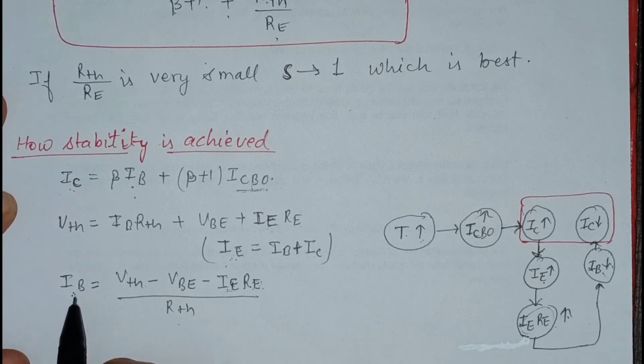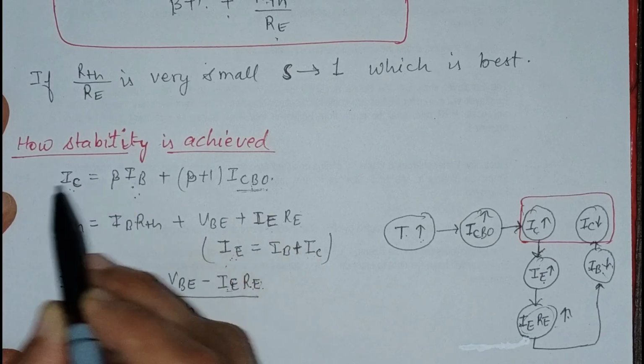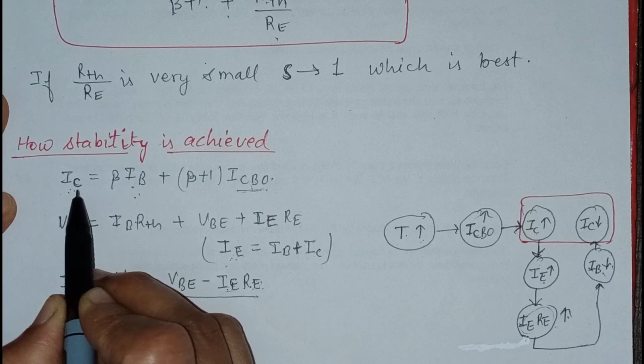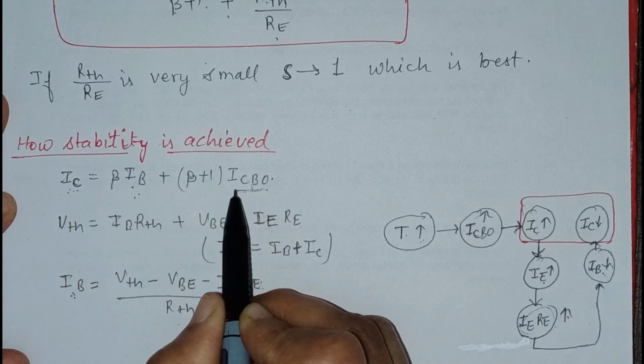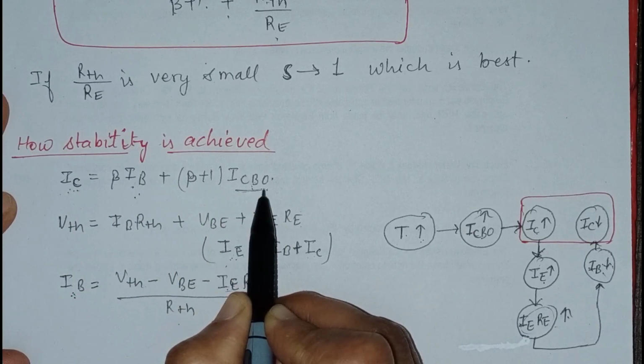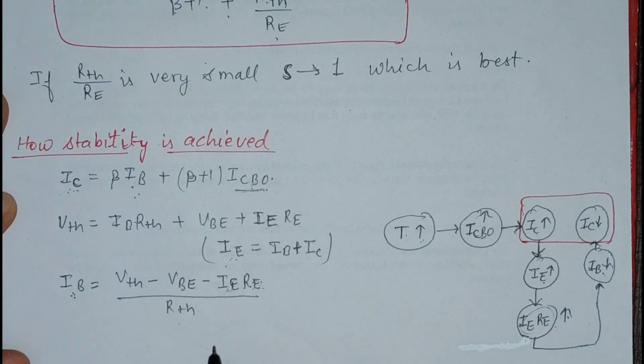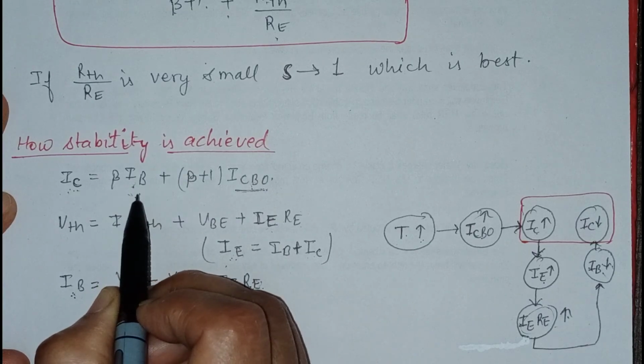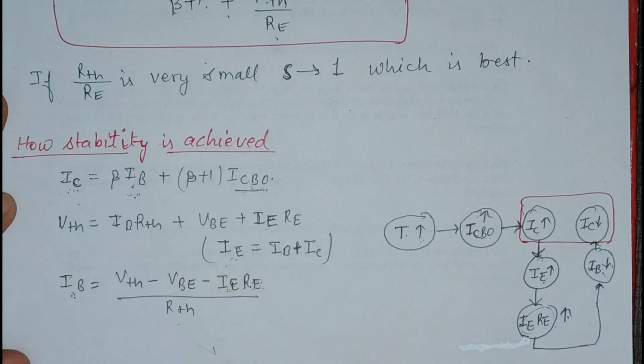As this IB decreases, this also decreases, which means IC decreases. So the increase in ICBO due to temperature, and through these equations the decrease in this IB, balances the IC. So this method provides stability.